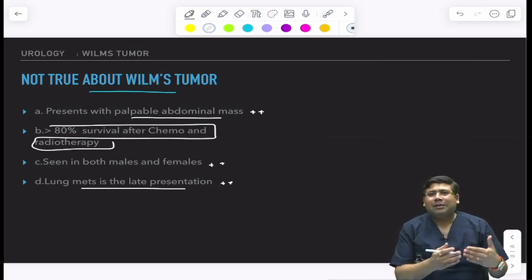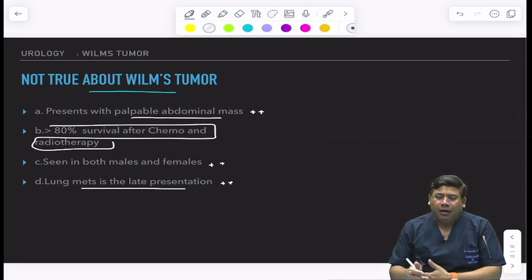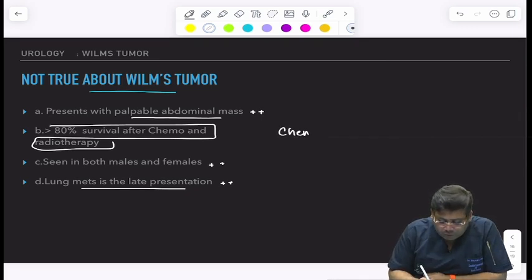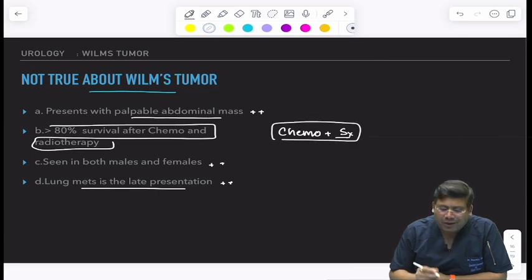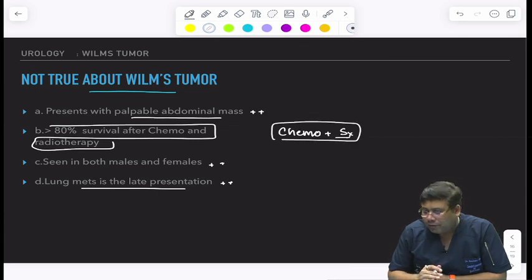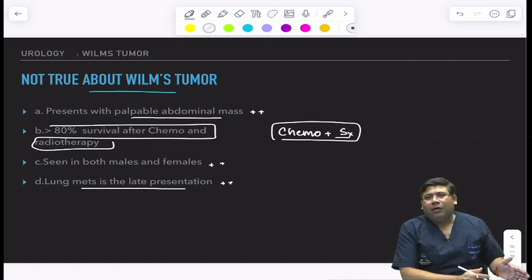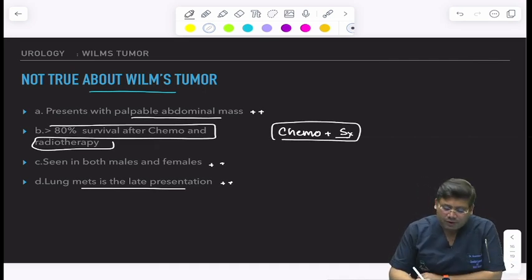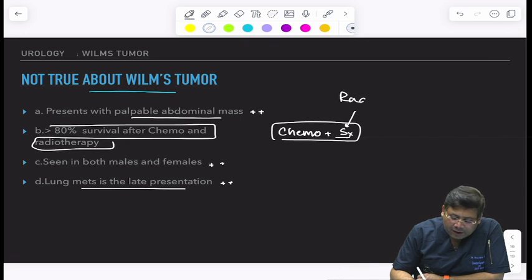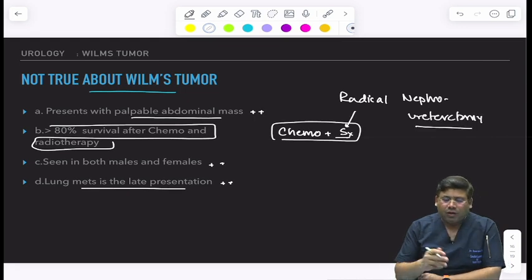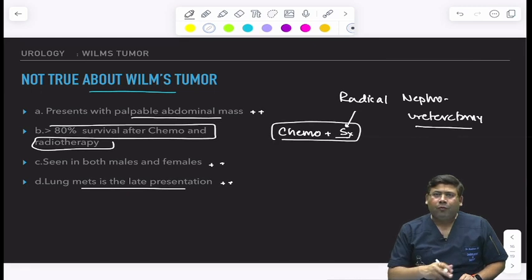Students, it is the surgery and the chemo. This is what is very important. So chemo plus surgery. It is not surgery alone. It is not chemo alone. So chemo with surgery. Yes, you can have different options in NEET. And what is the surgery that we have? Radical nephroureterectomy. But what is the difference between radical nephrectomy and nephroureterectomy?